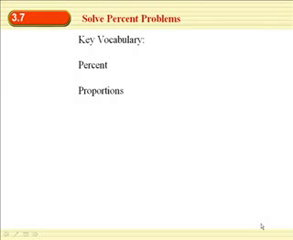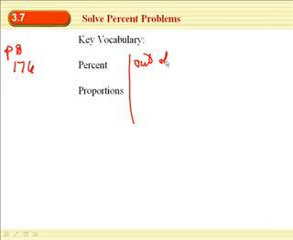Okay, this is Algebra 1, 3.7, page 176 in your book. Now that we're pretty good at solving proportions, we're going to relate them to percent problems. Percent means out of 100, basically. We've been defining percent for a long time. It means out of 100. So you're used to percents.